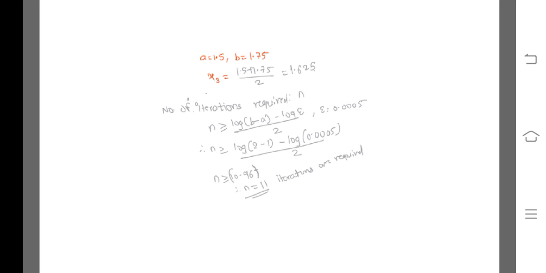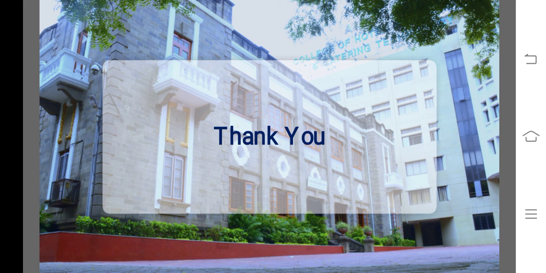So the number of iterations required, n, is calculated by this formula. n equals 11. So 11 iterations are required. n is greater than or equal to 11.